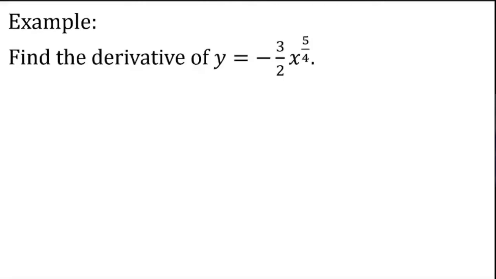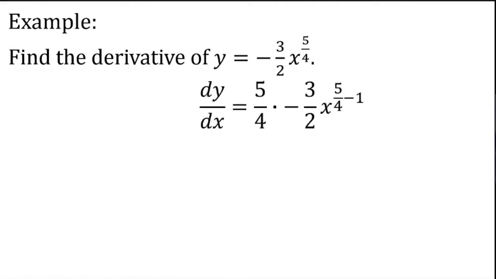So another example. Let's say find the derivative of y equals negative 3 over 2x raised to 5 over 4. So dy over dx equals 5 over 4 times negative 3 over 2x raised to 5 over 4 minus 1. So this will become dy over dx equals negative 15 over 8 times x raised to 1/4. Dy over dx equals negative 15 over 8 x raised to 1/4.